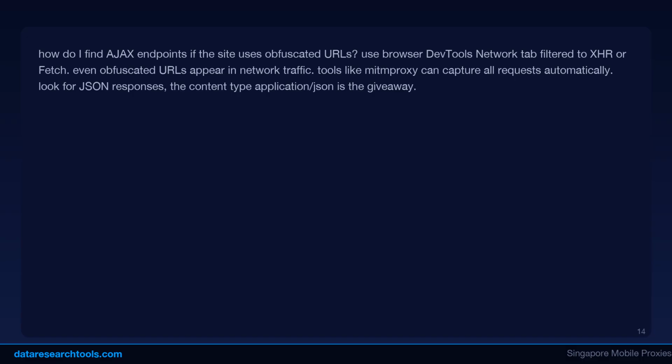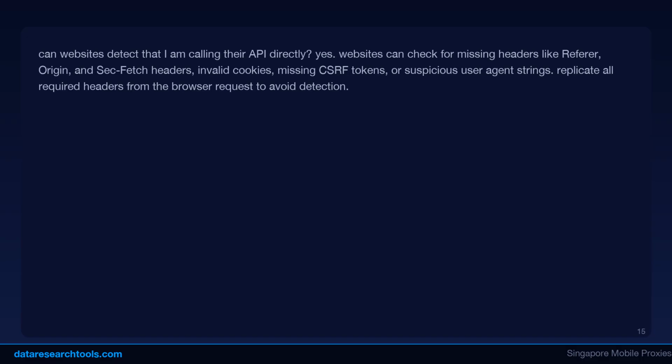Some important considerations. API endpoints can change without notice. Always build in error handling and monitoring. Some APIs require specific headers, like referrer or origin headers, to work. Rate limiting is often stricter on API endpoints than on regular page loads. And some sites actively obfuscate their API calls with encrypted parameters or rotating tokens.